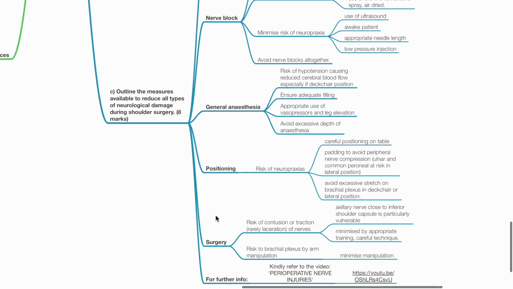Positioning: reduce risk of neuropraxia by careful positioning, padding to avoid peripheral nerve compression such as the ulnar and common peroneal nerve. Avoid excessive stretch on the brachial plexus in the deck chair or lateral position.